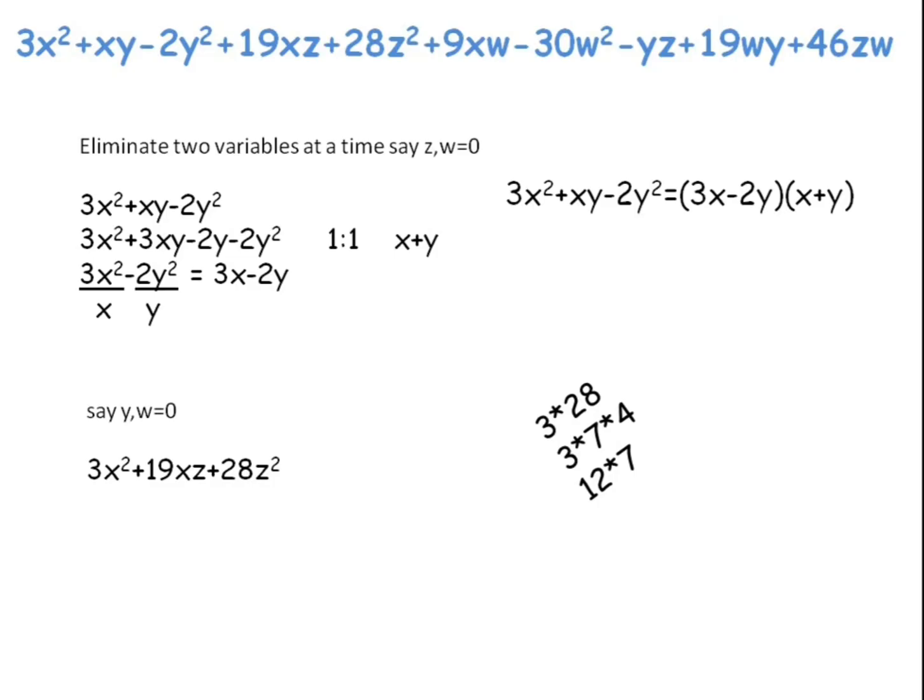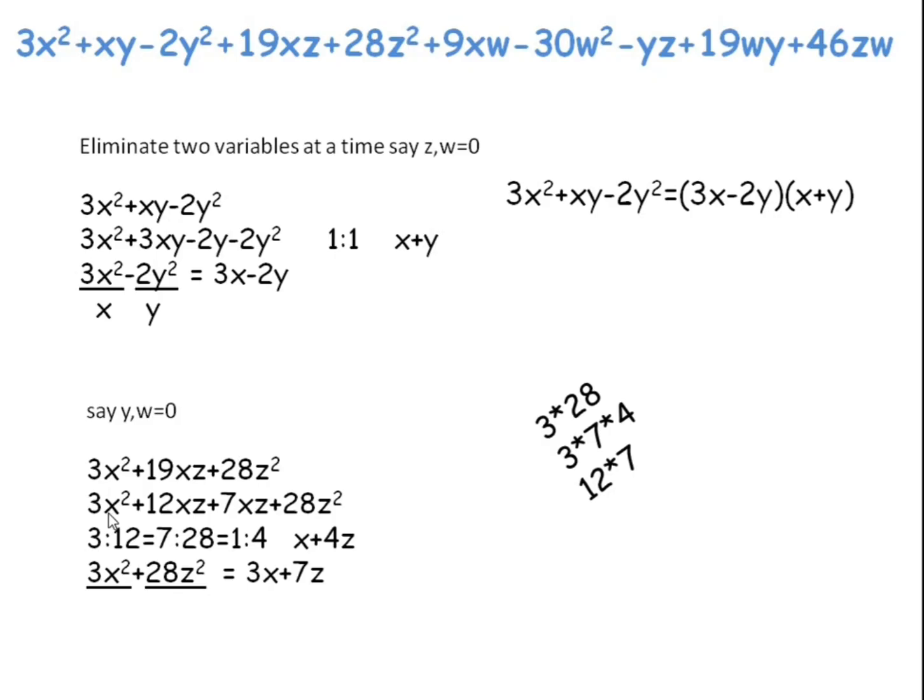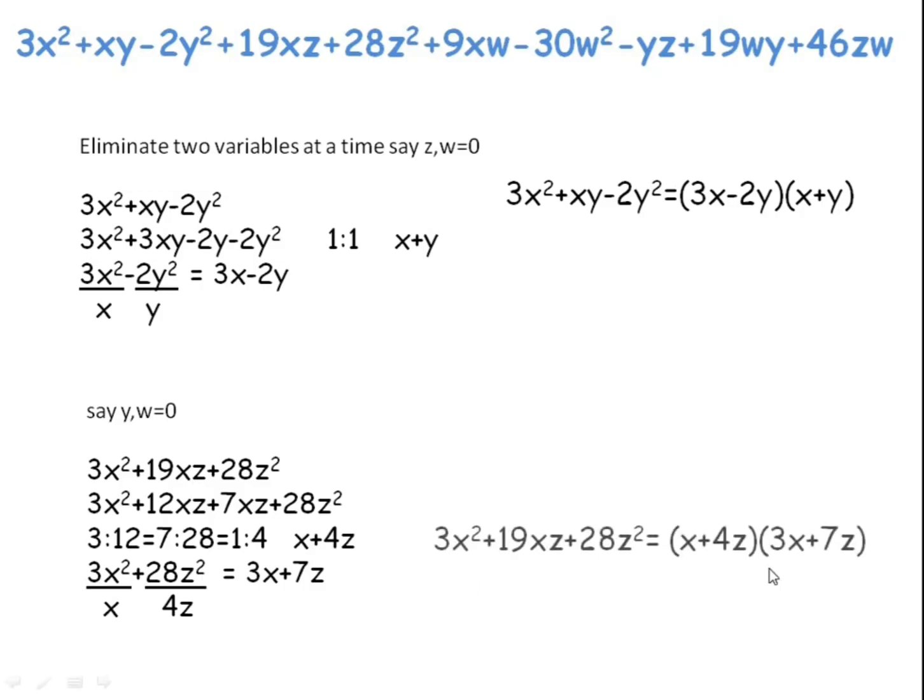So now we are going to write 19 as 12 plus 7. And we can also see why we took 12 into 7, because we are actually checking the terms. We are splitting the middle term so that this ratio will always be equal. 3 is to 12 and 7 is to 28 is nothing but 1 is to 4. So that will be x plus 4z. Now we will divide 3x square and 28z square with x and 4z, and we will get 3x plus 7z. So we are taking off this calculation part and writing this term here.